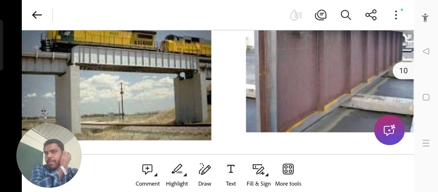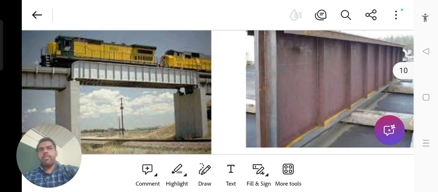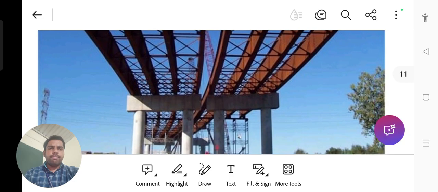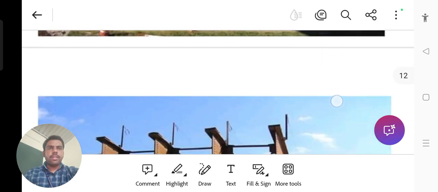This type of plate girder we have to provide on bridges, barrages and particular bridge locations. On railway tracks, we have to maintain discontinuous bridges, and plate girders should be provided there. And these are the gantry girders.